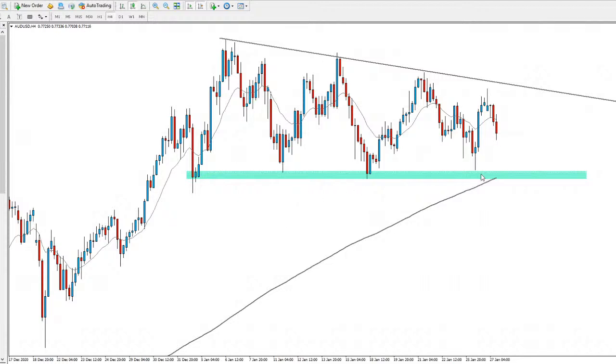Price is still failing to break through it, so I think we're going to have another attempt at trying to break through that resistance there, and then we'll see how price gets on after that, whether we get another swing back up again or finally see price break through that resistance.